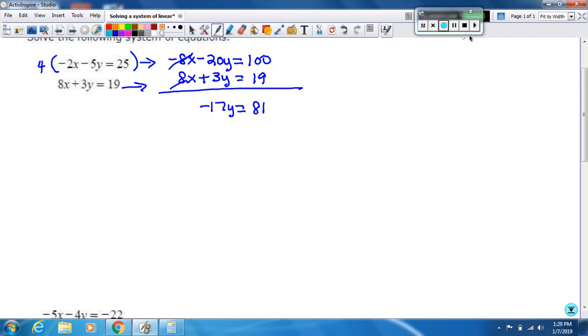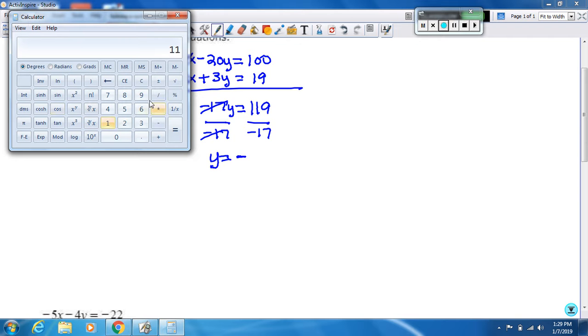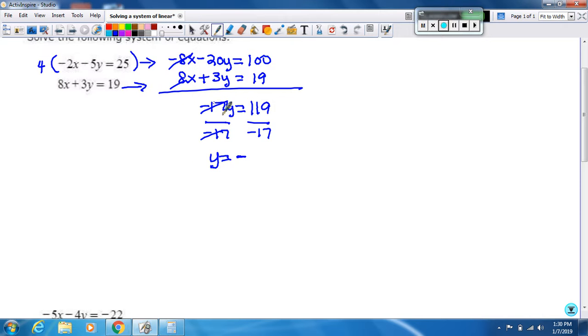Sorry, that's 119. I don't know why I subtract. Okay, 119. Divide both sides by -17. So top cancels with bottom. y equals positive divided by negative is a negative. 119 divided by 17. So y is -7. Now you need to find x.